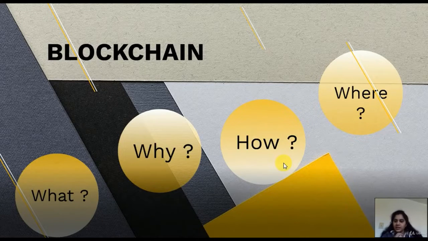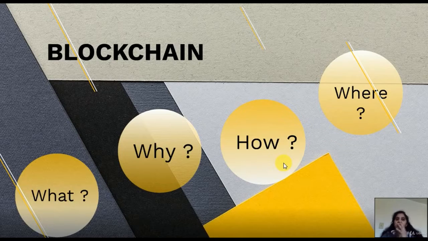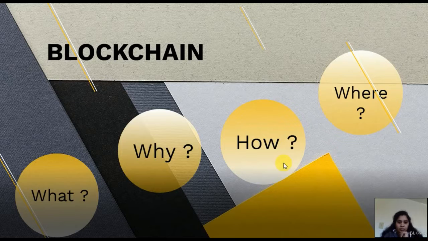So now, as I discussed, let's learn about the blockchain. We will go step by step: what is the blockchain, why do we need to go for blockchain, how is the blockchain used, and where are we going to use it. Everything we are going to see in a step-by-step manner.